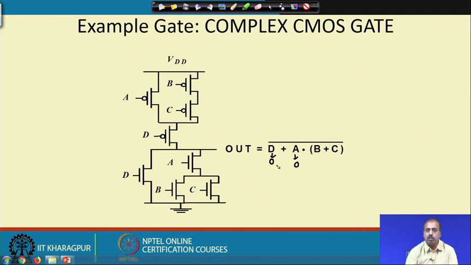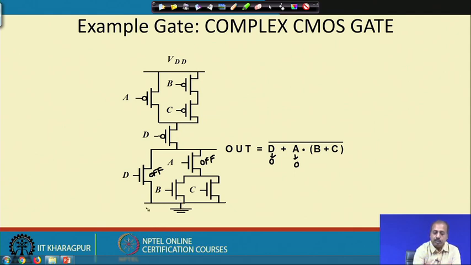So, if we put D equal to 0 and A equal to 0, output should be equal to 1. Now, look into this circuit. If D equal to 0 and A equal to 0, this transistor is off, and this transistor is also off. Naturally there is no current flow path from the output to the ground. So, that part is disconnected.